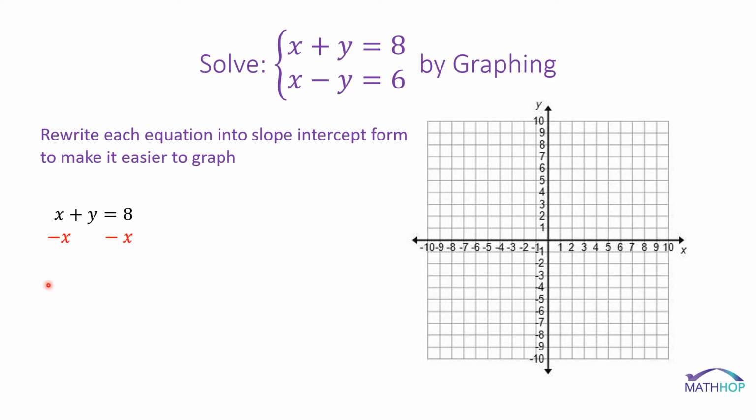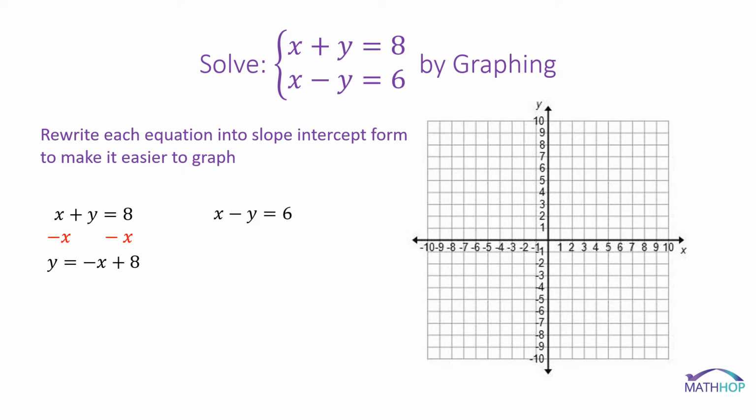Remember, anytime you're trying to move something from one side of an equation to the other side, you use the opposite operation. Opposite of plus x is minus x. So we subtract x from both sides. We get y equals negative x plus 8, and we are done.